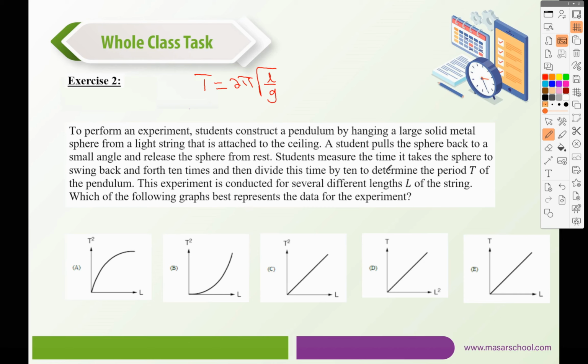The students measure the time it takes the sphere to swing back and forth 10 times and then divide this time by 10 to determine the period of the pendulum. This experiment is conducted for several different lengths L of the string. Which of the following graphs best represents the data of the experiment?